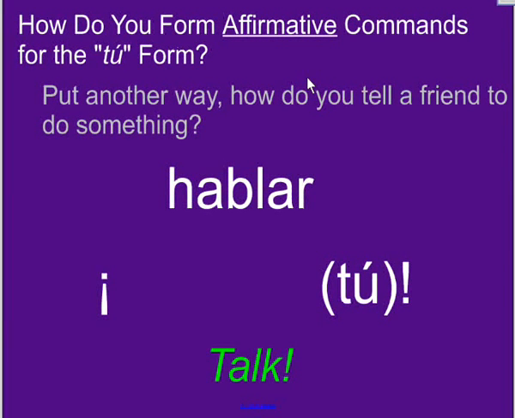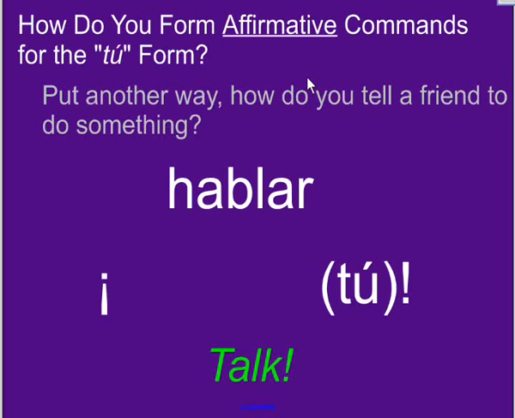Alright, so let's start off with how we form the affirmative commands. And again, we're talking about using these for the tú form. So this is not the commands talking to a group of people or talking to your teacher or your principal. This is when you're talking to a friend or if a teacher is talking to a student. This is what we use. So put another way, it's how do you tell a friend or someone along those lines to do something? So how would we say to someone, talk?